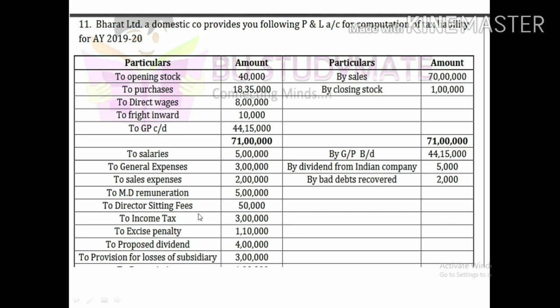Then income tax, given on the debit side, is inadmissible. Income tax paid, provision or penalty, if shown on the debit side, is considered inadmissible and added back to the profit. Next one, excise penalty is very important. The word is very important. It is inadmissible. Instead of that, if they had given excise, it is allowable. But here they paid excise penalty. So this penalty is levied by the authority for the what?